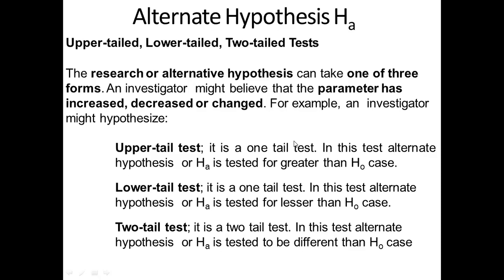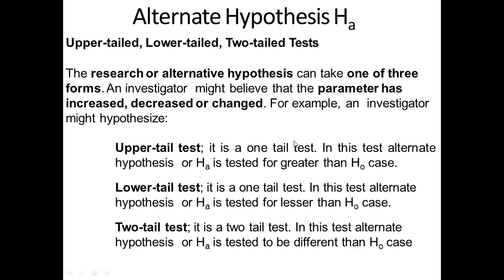When he believes that the parameter has increased as compared to the one that is given to us, then it's basically called the upper tailed test. And when he believes that the parameter has decreased, then this is called the lower tail test. And when he believes that it has changed, it can be either increase or decrease, both would be okay, then this is called a two-tailed test, right? So upper tail test is a one-tail test, lower tail test is also a one-tail test, and two-tailed test is basically a two-tail test.